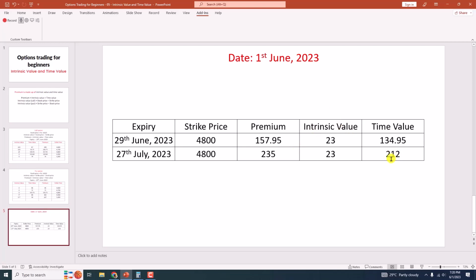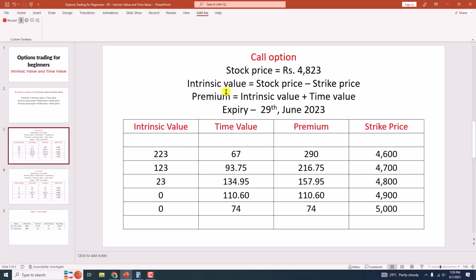If the time is less, then the probability of the price moving in your direction is less. So the time value will be less. Alright, so I hope this is clear. So just know that the premium is made up of intrinsic value and time value. Intrinsic value is the amount that you are going to get if the option expires today. Time value is the value that you pay for the time, because it is helping you to reach your goal.